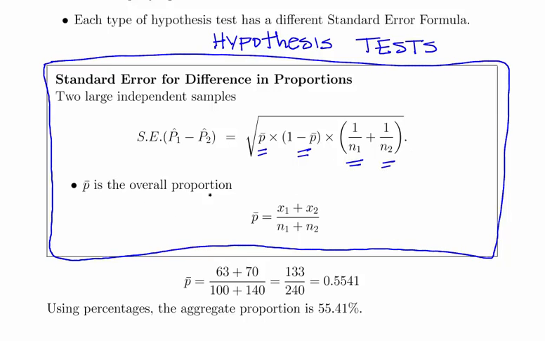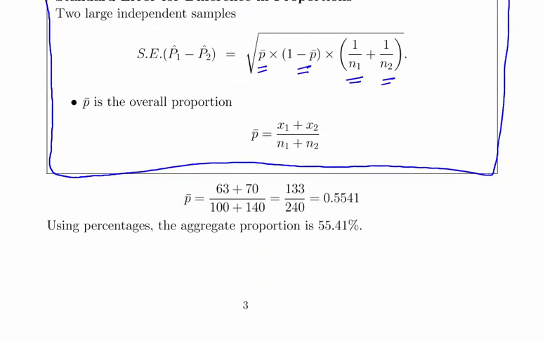Now P bar is the overall proportion. This is the overall reoffending rate for all of the convicts in our sample. It doesn't take into account which group they are in, it just treats them as one big group. We have 133 out of 240, which is 55.41%. What I'm going to do is use percentages in my calculation just to make life a little bit easier.